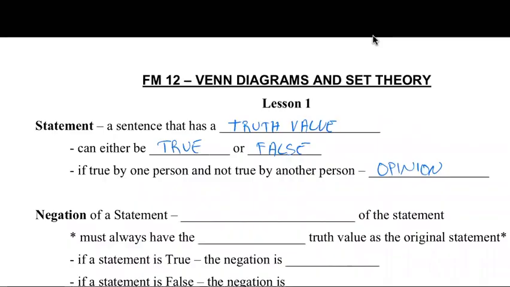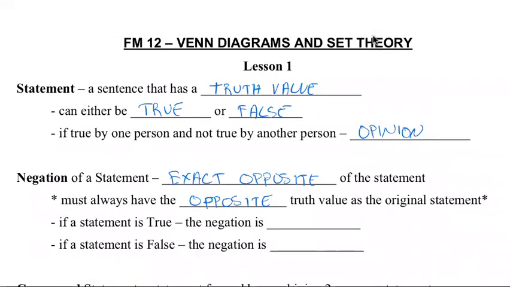Negation of a statement is the exact opposite of the statement. It must always have the opposite truth value as the original statement. So if a statement is true, the negation is false. Or vice versa, if a statement is false, the negation is true. It has to be opposite for negations.